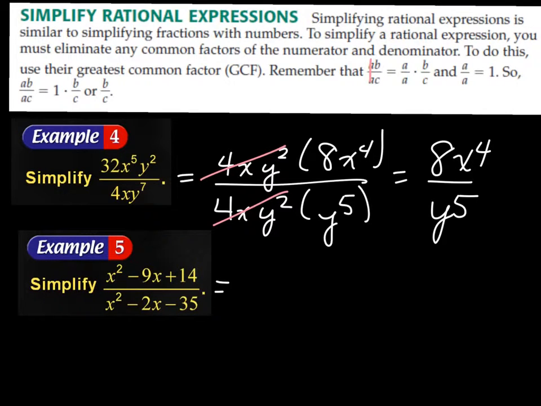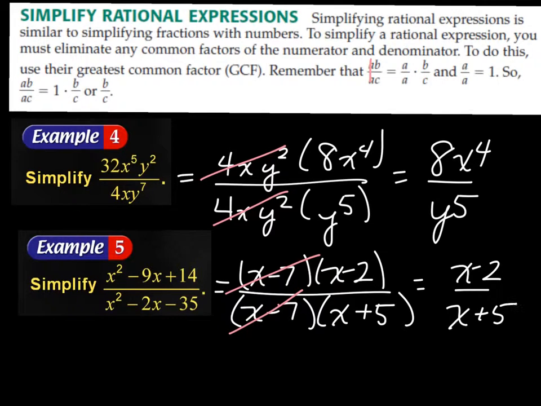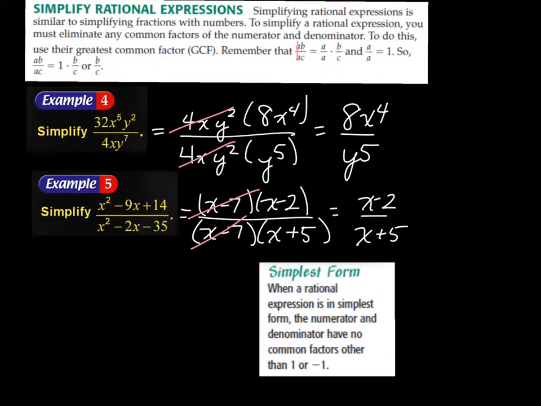We get to factor first. I need factors of 14 to give me a sum of negative 9, so negative 7 and negative 2. Factors of negative 35 to give me a sum of negative 2 would be negative 7 and positive 5. Again, anything divided by itself is 1, so I get x minus 2 over x plus 5. When a rational expression is in simplest form, the numerator and denominator have no common factors other than 1 or negative 1.